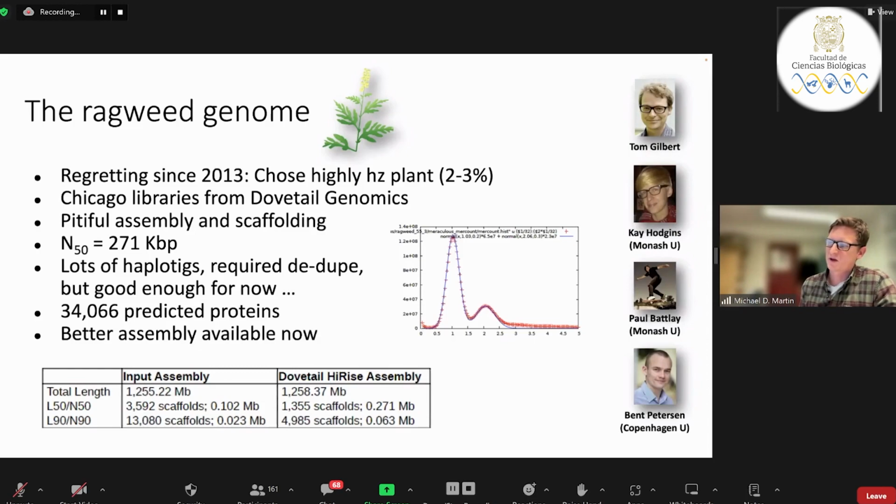It's highly repetitive, but we were able to make something of the initial assembly, and we could predict around 35,000 genes producing protein products using an RNA-seq approach. These days we have a much better assembly that I will be talking about later. But the initial study I want to tell you about was using this highly fragmented assembly.